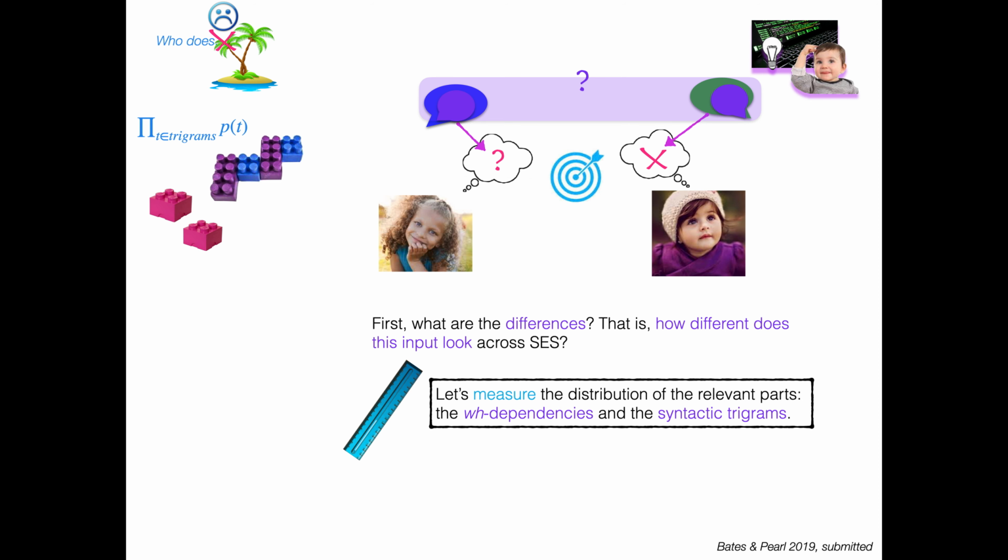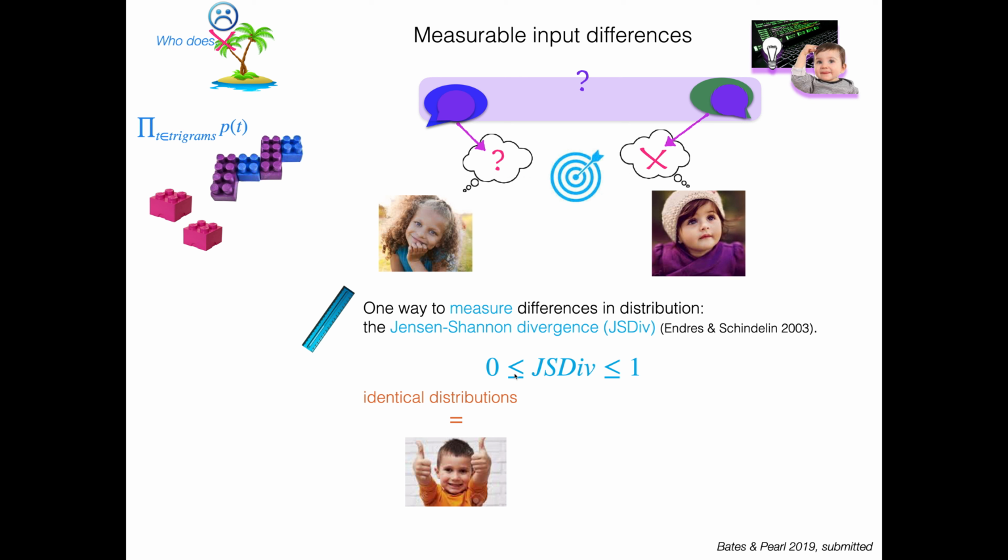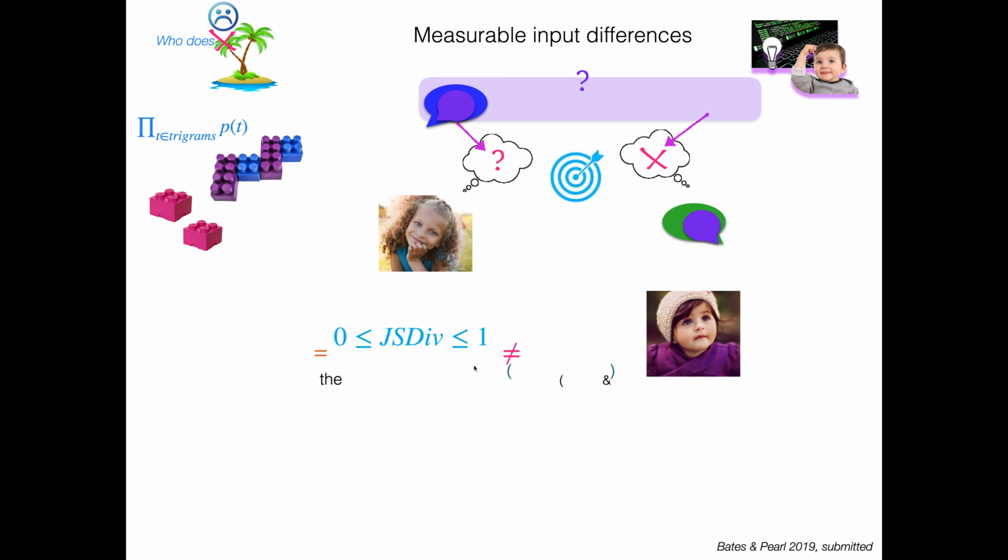So here's one thing we can start with. We can measure the distribution of the relevant parts, the wh-dependencies and the syntactic trigrams. And one way to measure differences in distribution is to use something called the Jensen-Shannon divergence, JSDiv for short in our case. It's a measure that ranges between 0 and 1. If it's 0, that means there is not very divergent. You have identical distributions, and all the way up to 1 is the most dissimilar distributions ever. So lower is better when we're talking about how similar two distributions are.